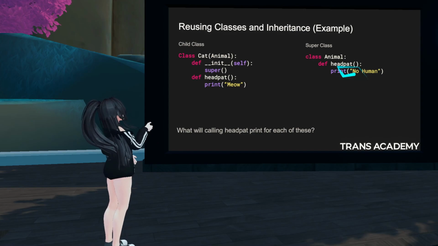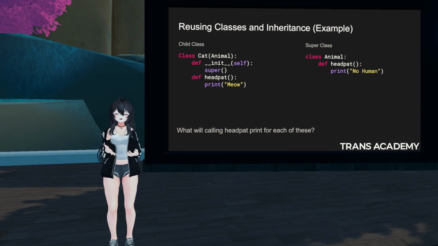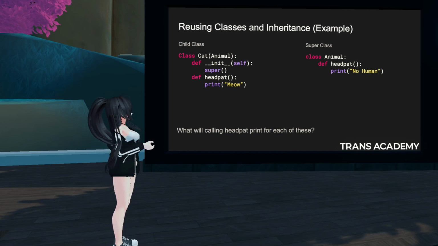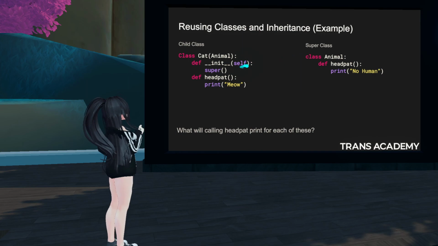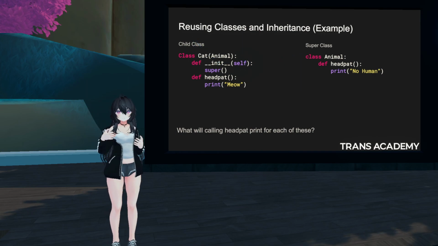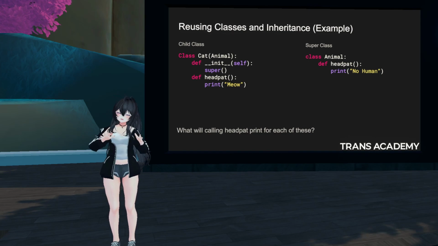So here, in these two examples, calling the two different headpats will provide us different prints depending on which class you're using. Both of these classes are considered animal classes, but the cat class, because it is inherited from animal, has additional or different functionalities, but similar.